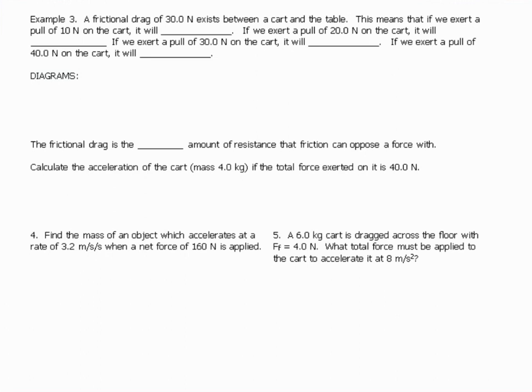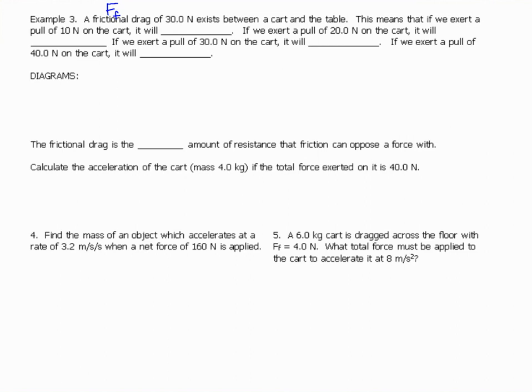For example 3, a frictional drag of 30 newtons exists between a cart and the table. So this is a new type of force that we're talking about here. Frictional drag, or something we could call the force of friction. Capital F with a small subscript, lowercase s, excuse me, F sub F, or we could just call it the force of friction. 30 newtons exists between a cart and the table.